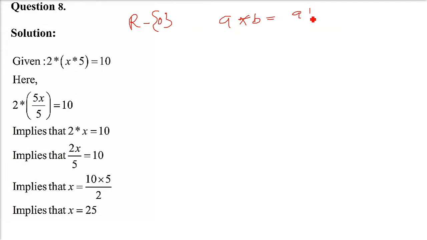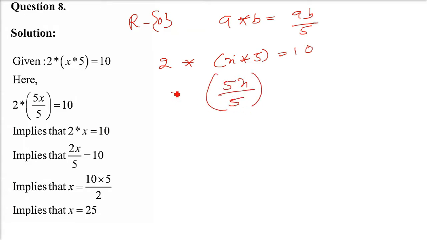So A star B is given by AB by 5, and we have to use this to compute this expression. So 2, then x star 5 equals 10. A star B is AB by 5, so it will be x into 5 by 5, that is 5x by 5. 5 gets cancelled. Let us write it as 2 star x. So 2 star x is equal to 10.